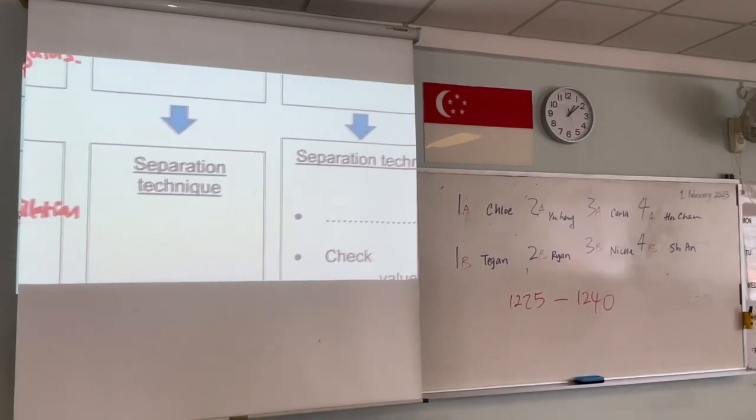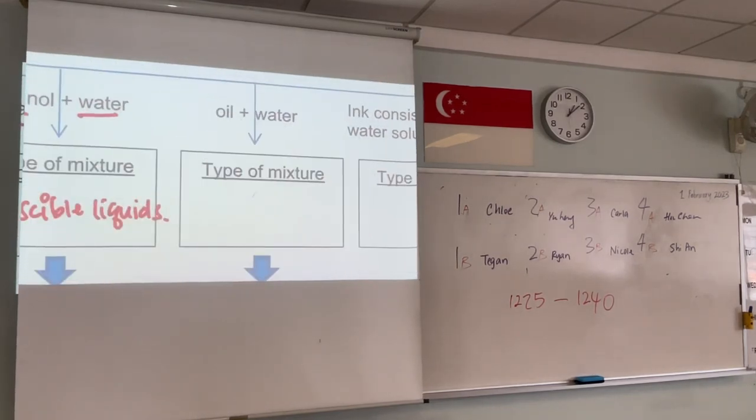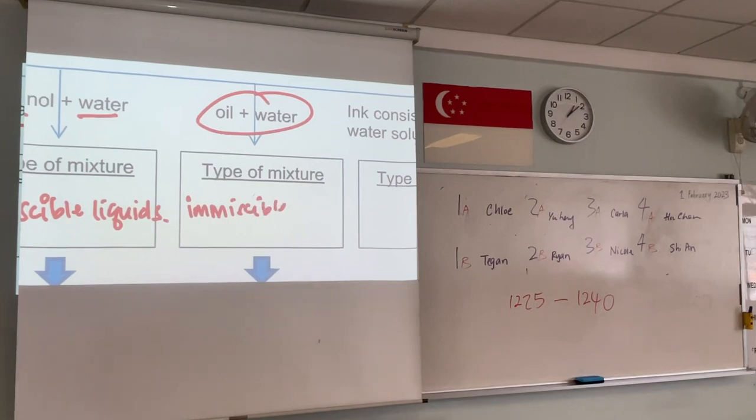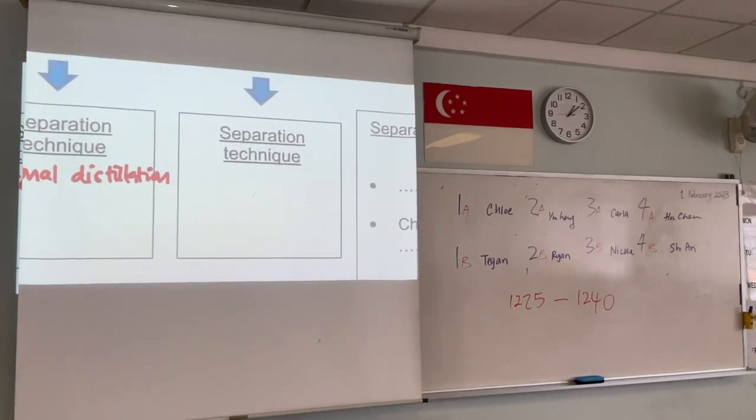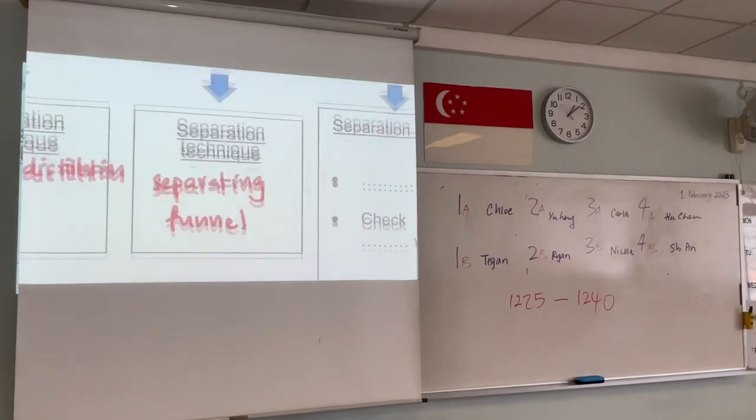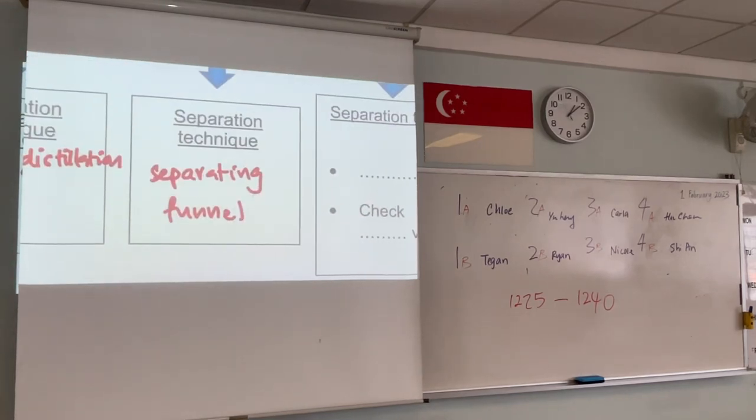Now, separation for oil and water. What type of mixture is it? Liquid, and they are immiscible. Immiscible liquids. The separation technique to use is very straightforward: a separating funnel. We have already shown you how to turn the tap, drain the first part, and then after that drain the second part again.